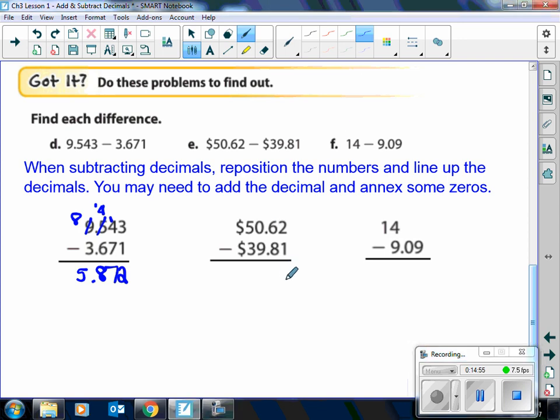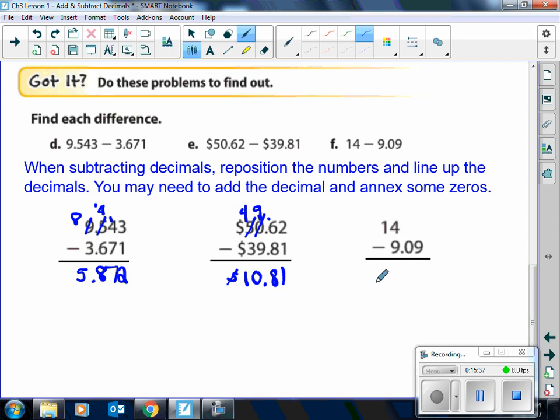So 2 minus 1 is 1. And then we can't do 6 minus 8, so we need to borrow. Uh-oh, I can't borrow from the 0. I have to borrow from the 5. So this becomes 4 over there, and then that 0 becomes a 10. So now I can borrow from the 10. This becomes a 9, and that 6 becomes 16. So now I can do 16 minus 8, which is 8. There's my decimal. And then 9 minus 9 is 0, and then 4 minus 3 is 1. And don't forget to bring your dollar sign down. So we have $10.81. Okay?